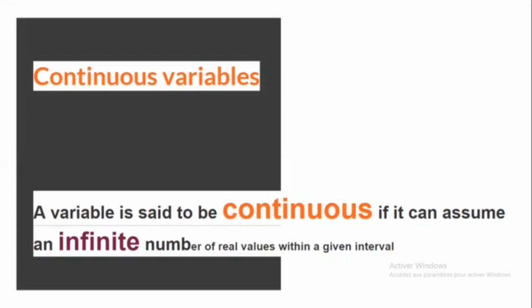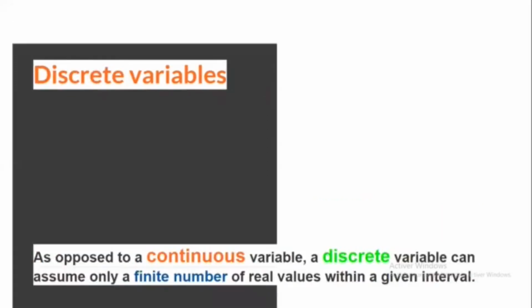Discrete variables, as opposed to continuous variables. A discrete variable can assume only a finite number of real values within a given interval. An example of a discrete variable would be the score given by a judge to a gymnast in competition. The range is 0 to 10 and the score is always given to one decimal, e.g. a score of 8.5. You can enumerate all possible values, 0, 0.1, 0.2, and see that the number of possible values is finite. It is 101.